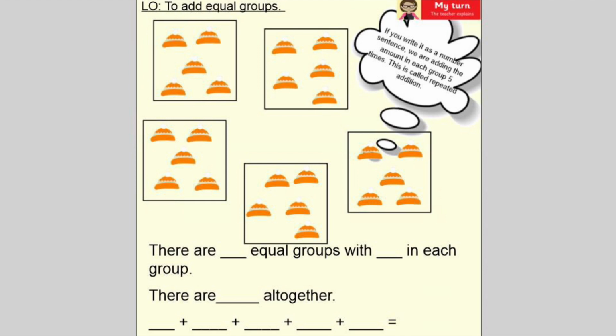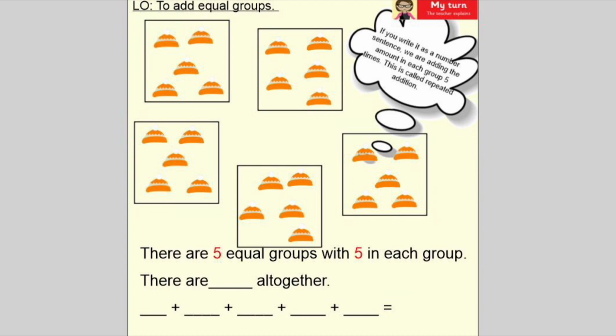And now let's see how many are in each group. So starting with the first group, let's count the number of hats. 1, 2, 3, 4, 5 in the first group. Let's check the second now. 1, 2, 3, 4, 5 hats in the second group. And I can see that there are 5 hats in the other groups as well. So we can fill out that information now. There are 5 equal groups with 5 in each group.